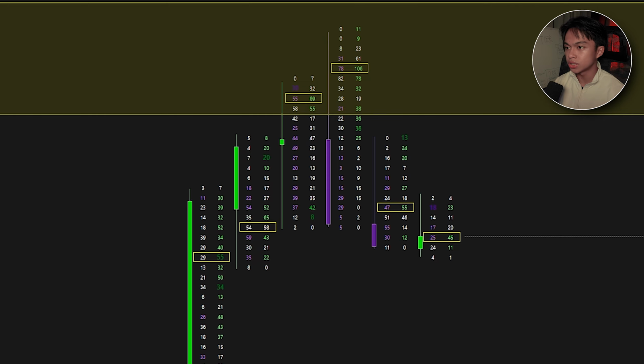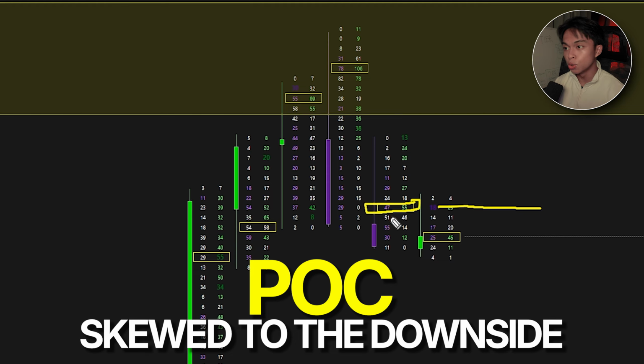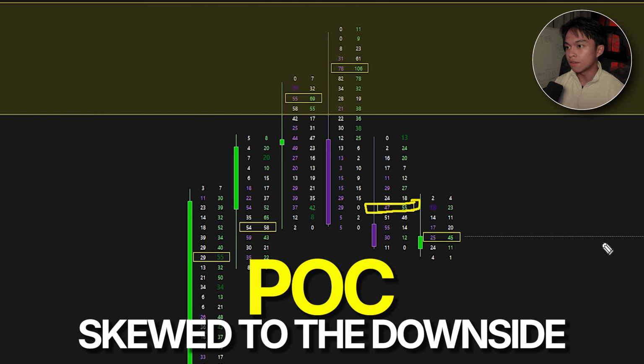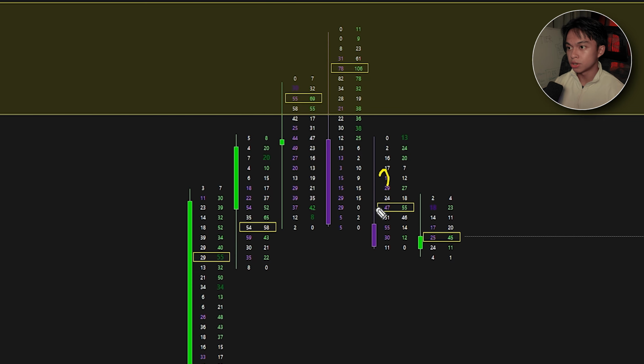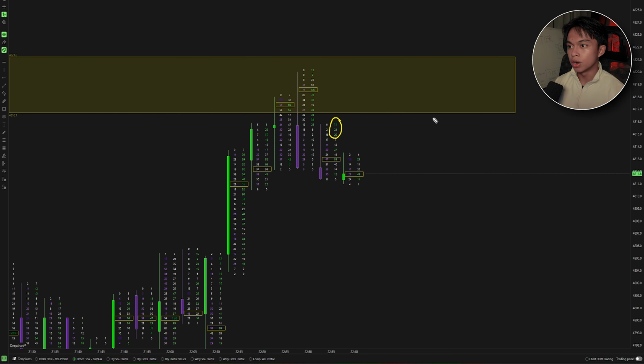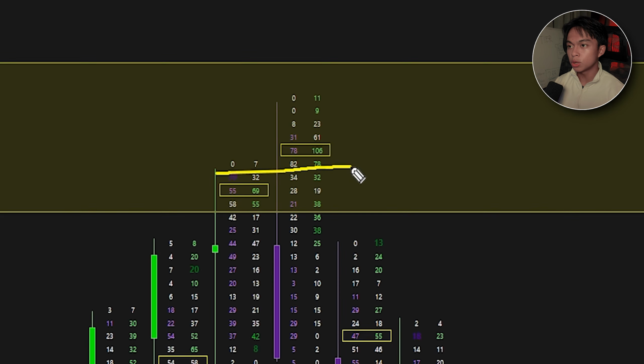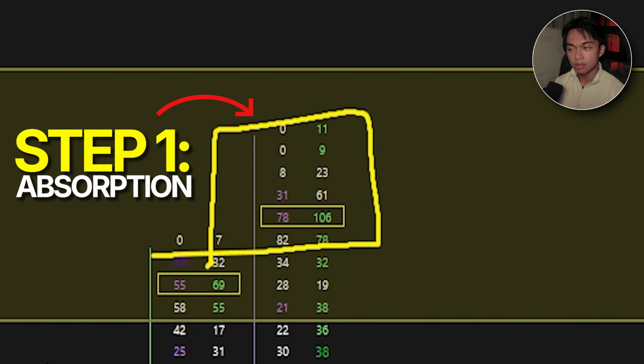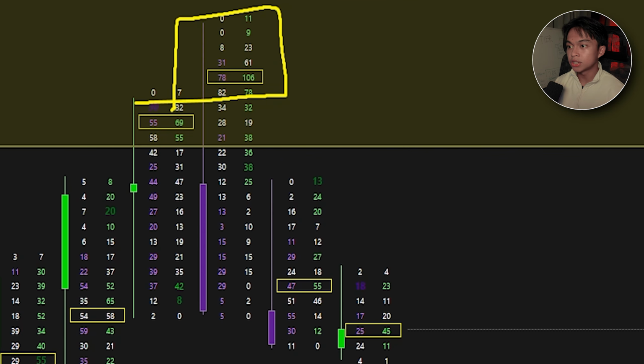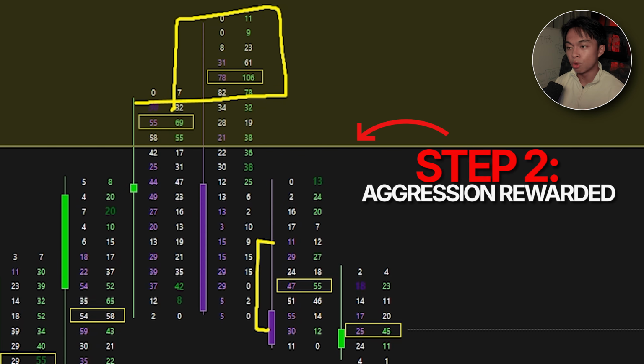And the cherry on top of this entire scenario is you can see that the POC, where the volume is heavily traded in this candle, is skewed to the downside. So we have all this effort from the sellers being rewarded, and we have all this effort of the buyers again not rewarded. So that means we have all the absorption here complete. That's step one. Next is going to be step two. All this aggression right here is rewarded.